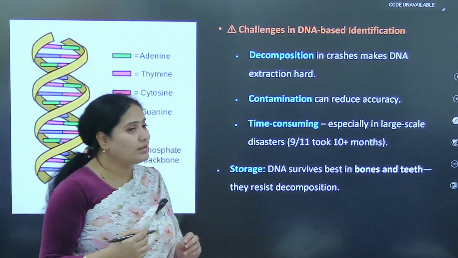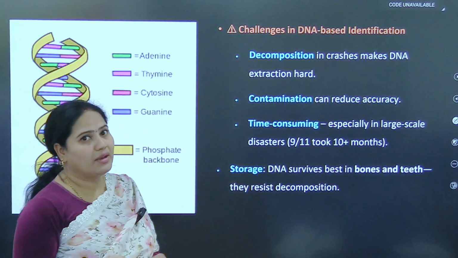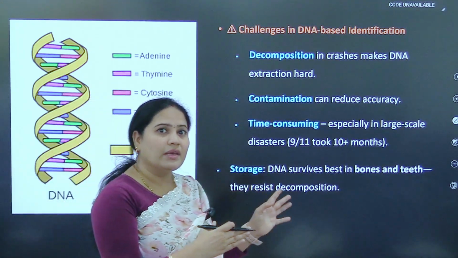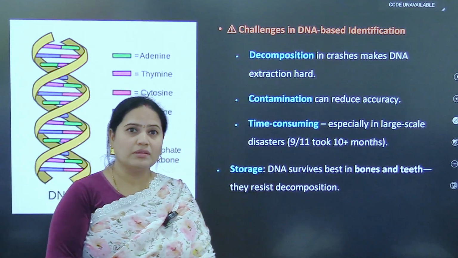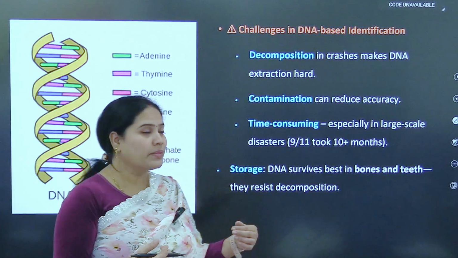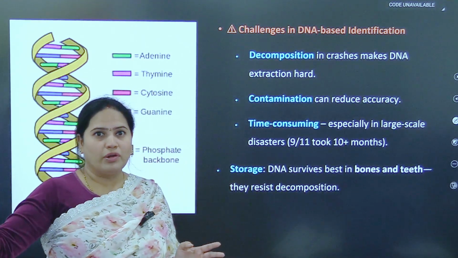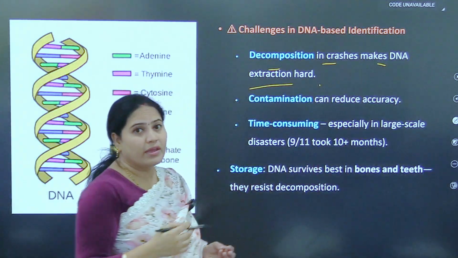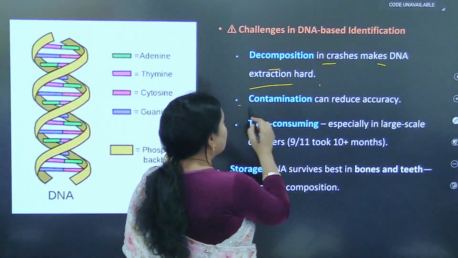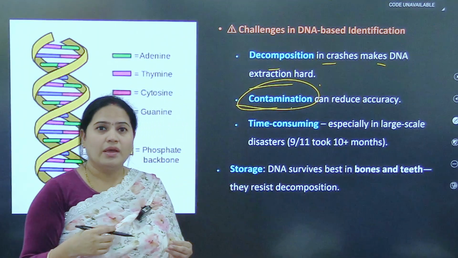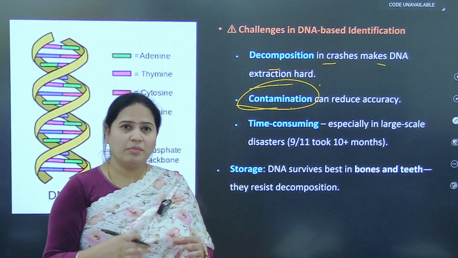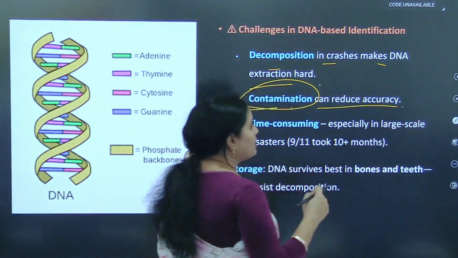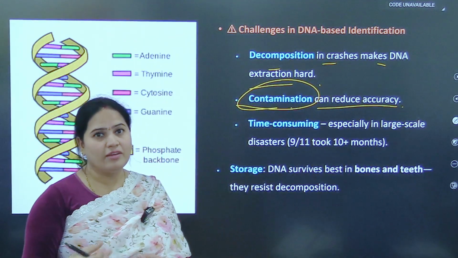Now let us understand what are the challenges in this DNA based identification. The first and foremost thing is that once the person is dead, the body starts decomposing. The more days, the more decomposed the body will be. So decomposition in crashes makes DNA extraction very hard. The second thing is contamination. Contamination of various types can reduce the accuracy, because the deterioration of the cells will happen at a much faster rate.